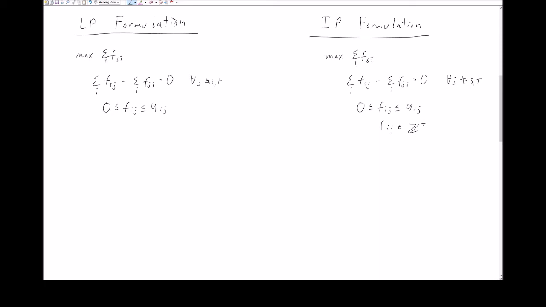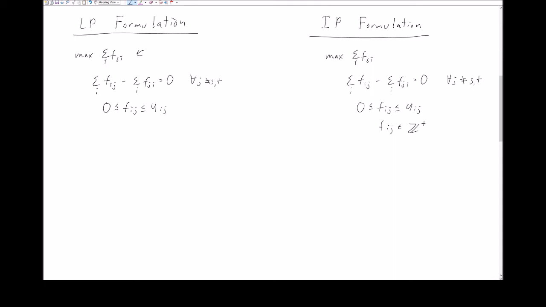In the linear program formulation, we're going to have a variable for the flow along every arc. So the flow from node I to J is going to be Fij. Our objective is to maximize the amount of flow that comes out of our node S, which is the sum over all I of the flow from S to I.